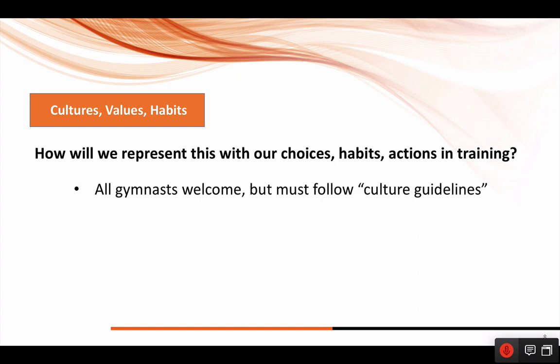And that's when you may be asked to move, right? But if you're there and you're being a good person, you're working real hard, you're trying to make our gym better, kind of what we talked about with personal values, then you're more than welcome to stay. Whether that means you want to just do recreational gymnastics and come once a week and hang out and jump in the foam pit as an athlete, cool.